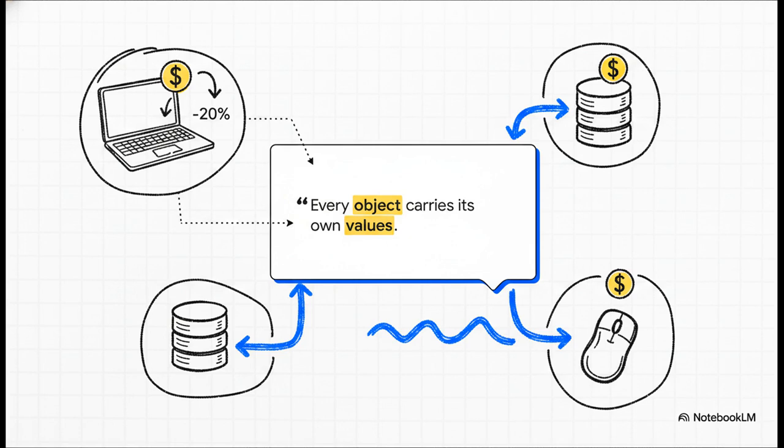Every object carries its own values. Think about it. Because of how objects encapsulate their data, if you apply a 20% discount to that gaming laptop, the price of the mouse doesn't budge one bit. Every single object gets its own private space in memory, completely isolated, fiercely protecting its own data.